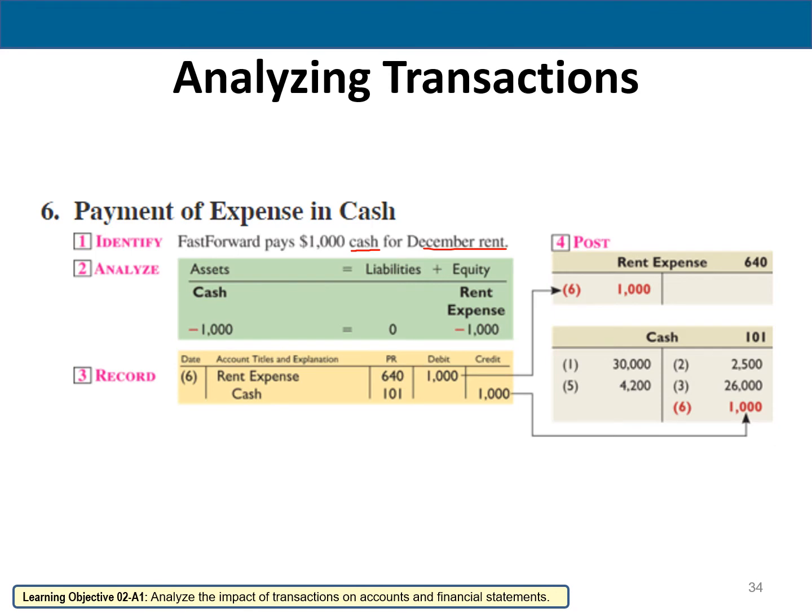And so what we really want to do here when we're paying cash for December rent is our expense is increasing. And so in order to increase our expense accounts, we have to debit. And then our cash account is decreasing, and we said cash is an asset. And in order to decrease asset accounts, we credit, right? And then you post your transactions to your general ledger or your T account in this case.